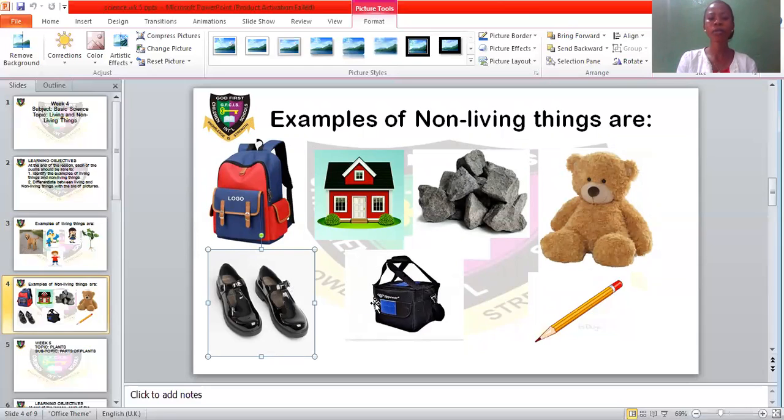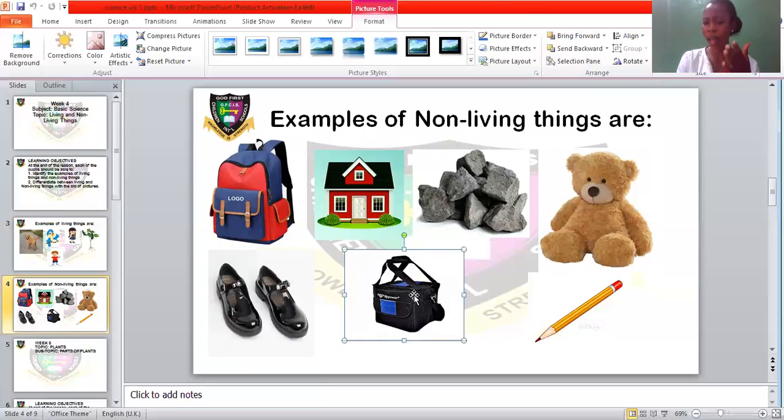Let's look at a picture of a lunch bag. You all have a lunch bag that you bring to school. You put your food and your water inside it. Now I want to ask you, the lunch bag you have, can it talk? No. Can your lunch bag eat? No. Can it see? No. So your lunch bag is an example of what? Non-living thing. Yes, that is my children.